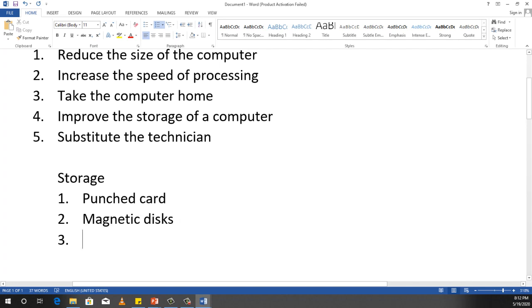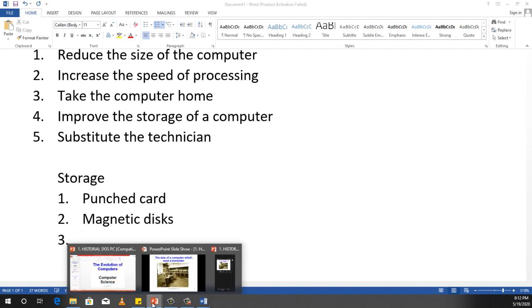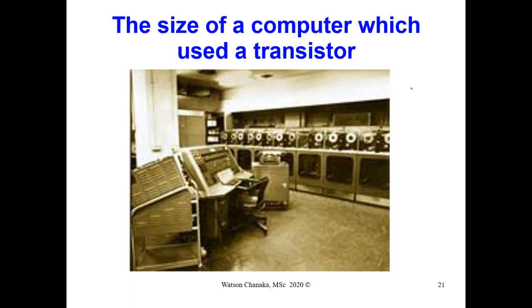What is the problem with the magnetic disk and how did it look like? The magnetic disk was just like this.